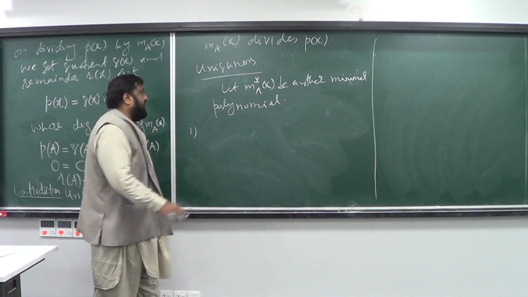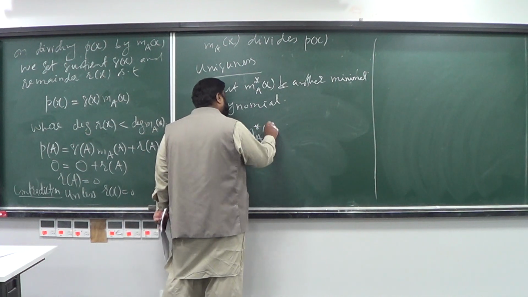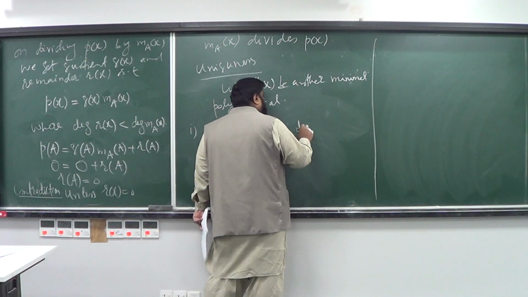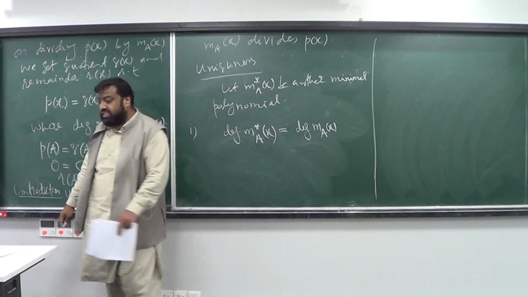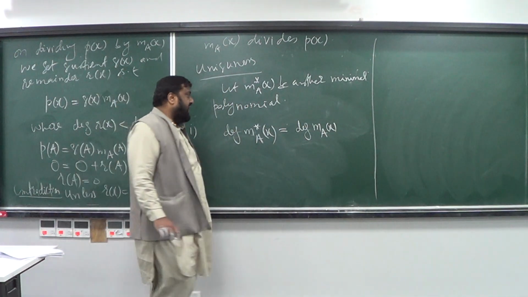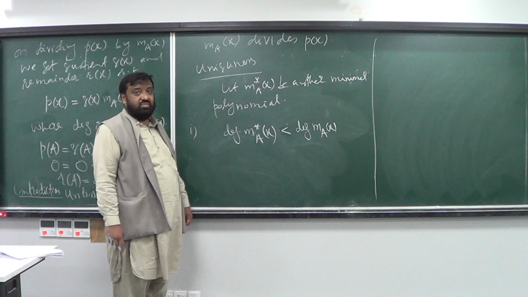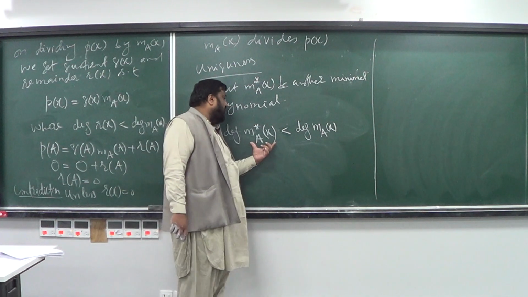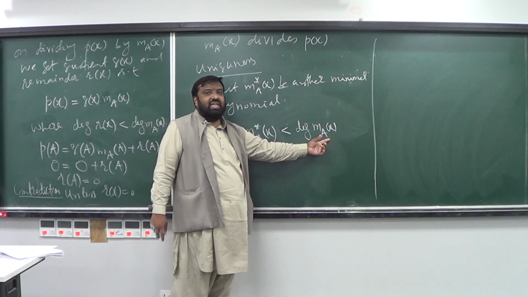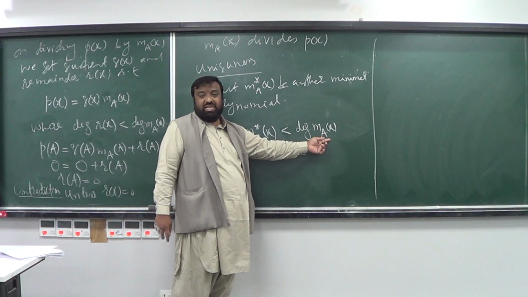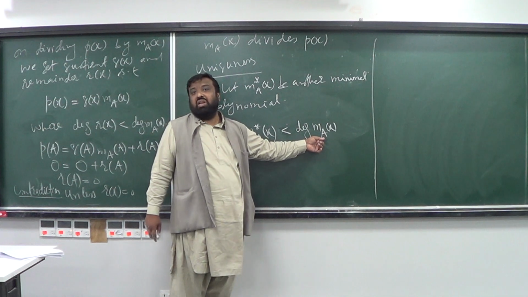The immediate consequences are that the degree of this polynomial m star A of x must be the same as the degree of the minimal polynomial m A of x. They must have the same degree. Why? Because if this degree is less than that, then you have a polynomial that has a smaller degree than the minimal polynomial that annihilates the matrix A. So this means m A of x is not a minimal polynomial, so it's a contradiction.